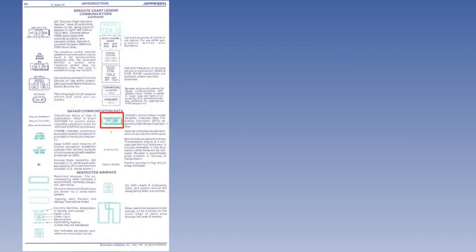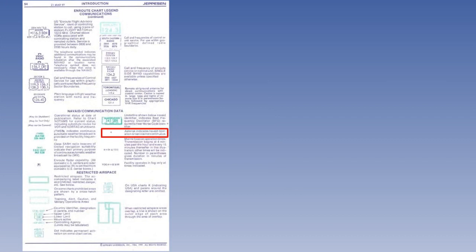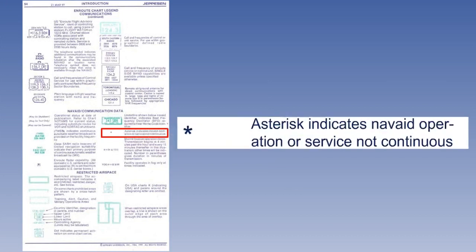In the right-hand column of Navaid communication data, the shadow box for Saarbrücken has its identifier SBN underlined. This denotes that the beat frequency oscillator must be switched on in order to hear the Morse identification. Below the shadow box is an asterisk. If an asterisk is placed beside the facility name or frequency, this indicates that the service is not continuous.